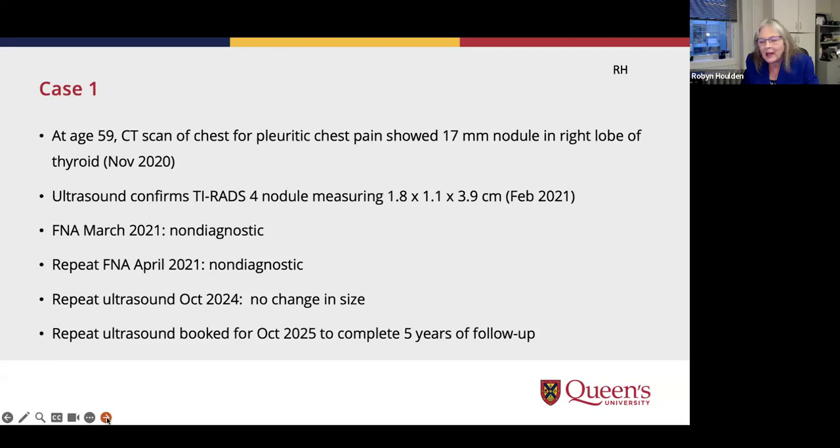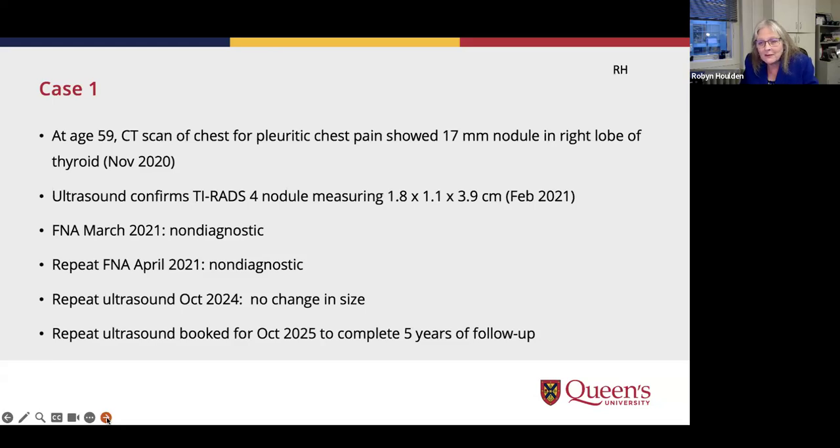So it's not unusual at all that you're doing imaging for another reason, and the radiologist says there's a nodule in the thyroid. And I said to you, one of the first things you want to do is do an ultrasound, really make sure it's there before you spend much more time on this. So the dedicated ultrasound's done with the TI-RADS reporting, and it's TI-RADS 4. So it's got some worrisome features. It measures 1.8 by 1.9 by 3.9 centimeters. And that 3.9 actually means it meets the criteria for biopsy in that care pathway I was showing you.